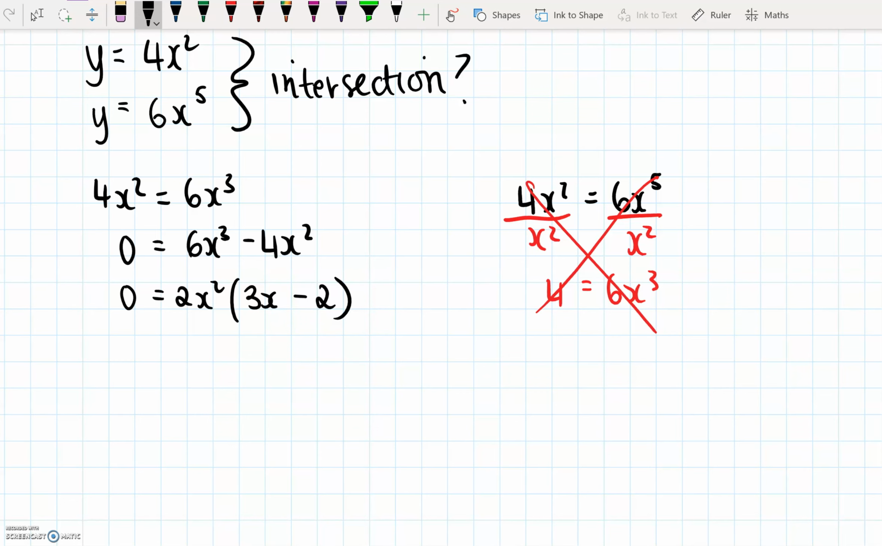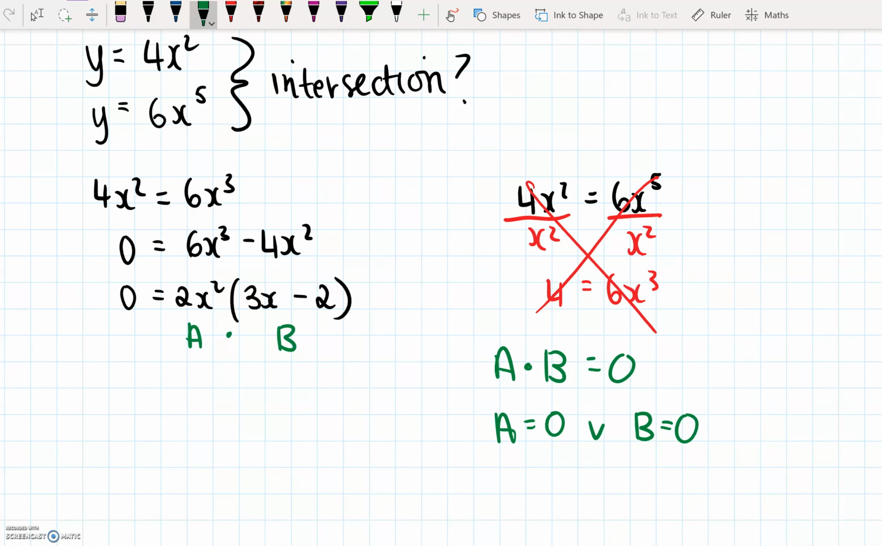Okay, so this is now factorized, and you guys should know that if you have a times b equals 0, then you know a equals 0 or b equals 0. And that's the same for this one. So now we have a times b. Okay, a is this term here. So we can say, therefore, 2x squared equals 0, or b is this lovely part here. Okay, so we can say 3x cubed minus 2 equals 0.